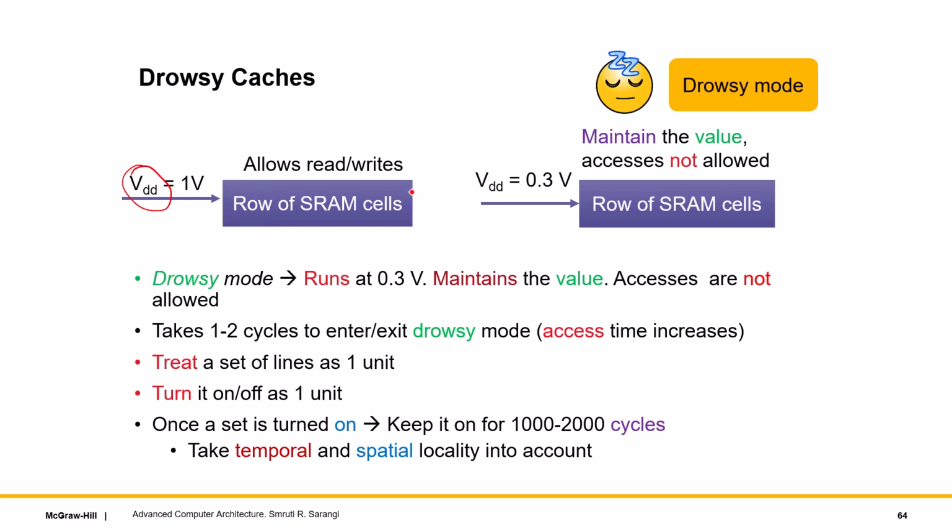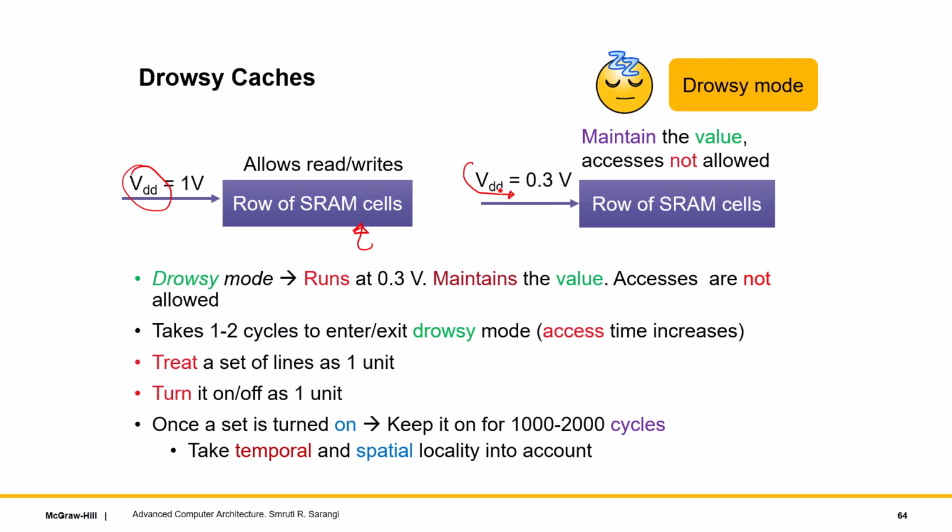Which is typically the case these days, you will have a row of SRAM cells and you can read, write, do everything. It is possible for me to reduce the supply voltage to a value where I can't read or write. The voltage is not sufficient to read or write, but I can still maintain the value and I will not make any mistakes. I will not lose any value. A 0 will not become a 1, a 1 will not become a 0. This is a neat idea. Why?